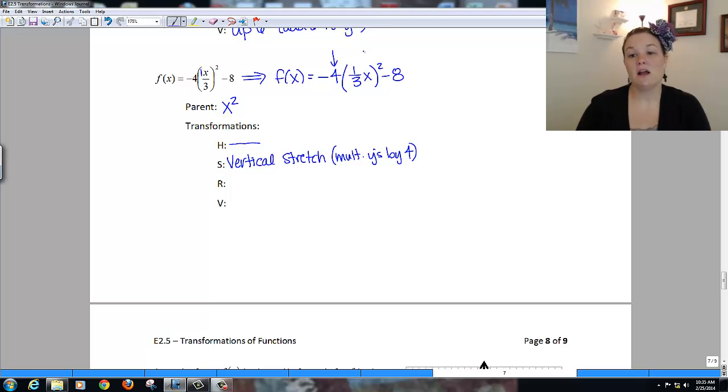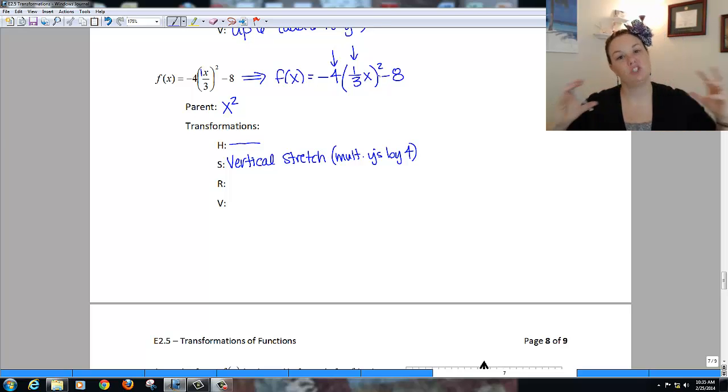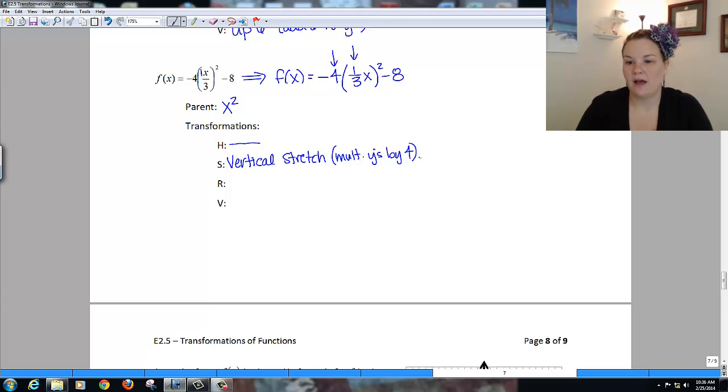Okay? But then I also am multiplying my x by 1/3. Okay, so here a multiplication implies a stretch or compress. Since it's inside the function, that means it's being applied to the x, so I'm either horizontally stretching it or compressing it. Remember, x's are opposite what we would think. So here, since we're multiplying by 1/3, we would think that would shrink it, but it actually stretches it. So we also have a horizontal stretch.